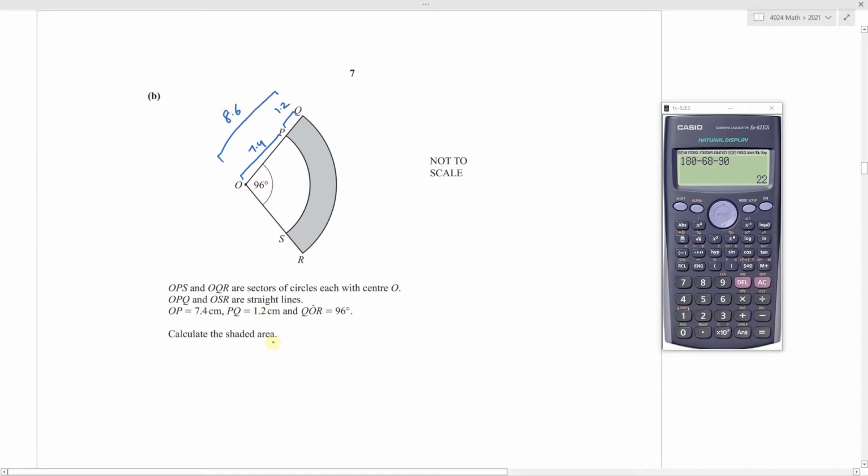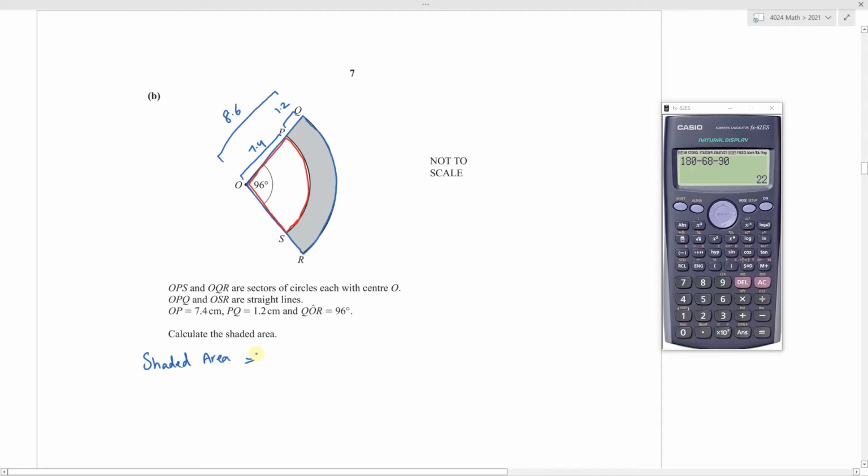Calculate the shaded area. So the shaded area I can calculate by first calculating the area of this large sector OQR. This is the large sector minus the area of this smaller sector inside, which is OPS. So if I subtract this area, I will be left with this shaded area.